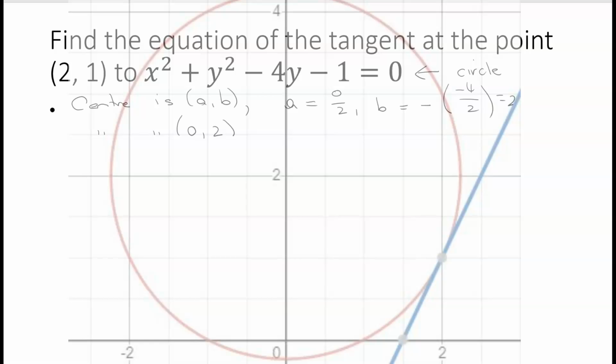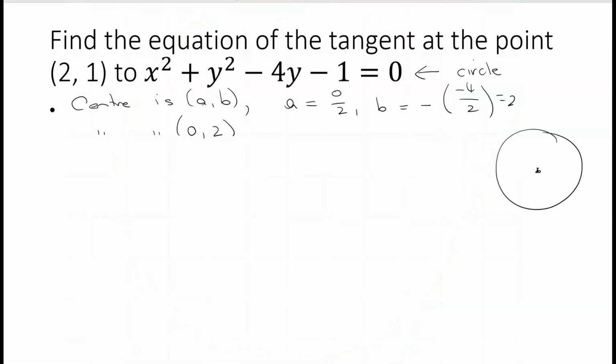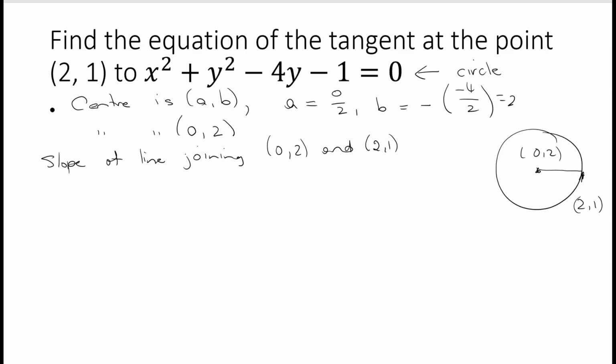Now, the point on the circle, I'm just going to do that. So there's our centre, and we've got our point somewhere out here. So this is 0, 2, and this is 2, 1. We can find the slope of that line. So the slope of the line joining those 2 points, we can find that. What would it be?